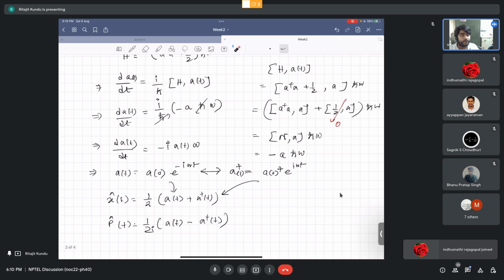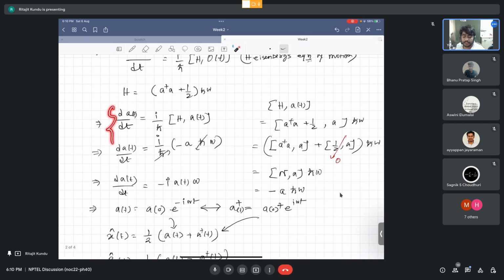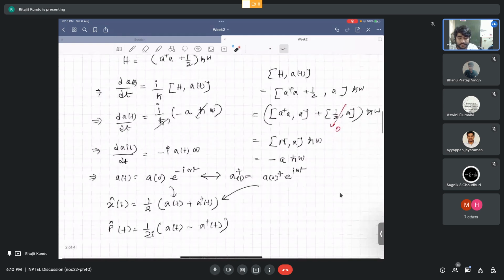Or let's say you don't believe this result. What you can do is start again from this equation, but replace a by a dagger. In Heisenberg's equation of motion, you replace a by a dagger and do the same calculation. You will see that finally you will find this equation. You should do that, and this will also serve as a consistency check. You don't have to believe me, you can directly do this, which is very simple. So I hope that is clear.